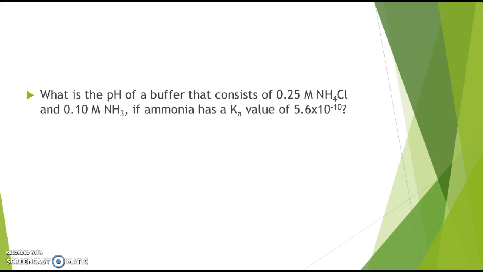Lastly, we have a question that asks what is the pH of a buffer that consists of a 0.25 molar NH4Cl solution and a 0.10 molar NH3 solution if ammonia has a Ka value of 5.6 times 10 to the negative 10. Complete these 4 problems on loose leaf.